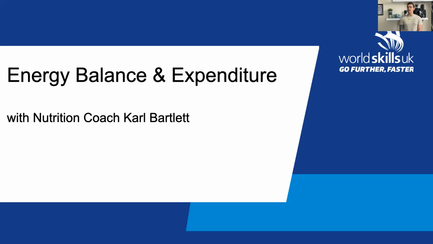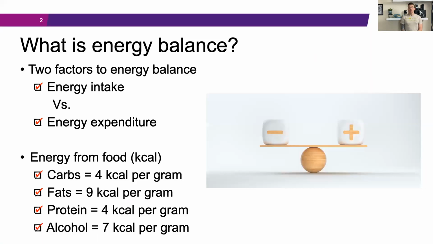So then, energy balance and expenditure. Energy balance is basically two factors to it. You've got your energy intake, so what you're consuming food-wise, and your energy expenditure, as in the amount of calories you're burning. Now, calories were brought into nutrition in 1863. Basically 1 calorie is defined as the amount of heat energy required to raise the temperature of 1 kilogram of water from 0 to 1 degree Celsius.